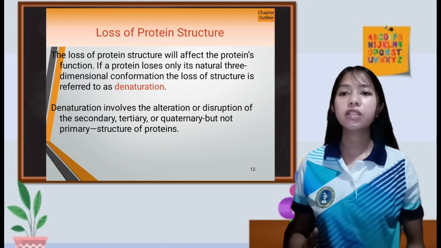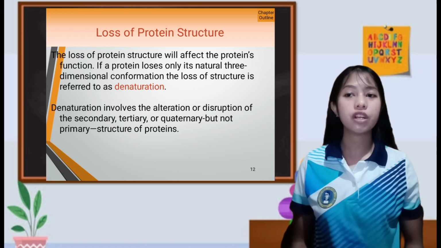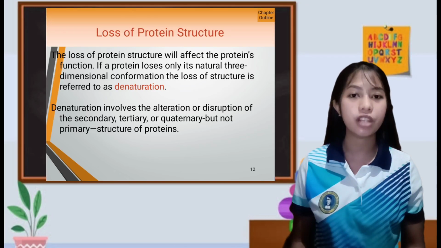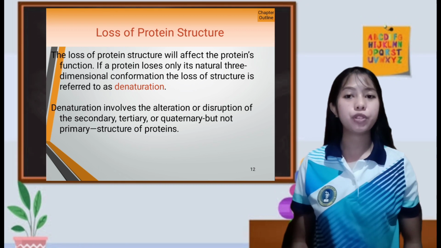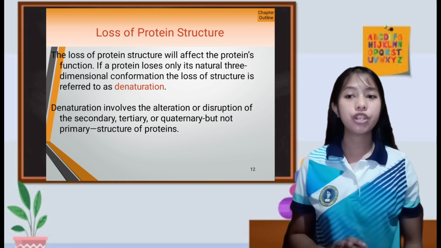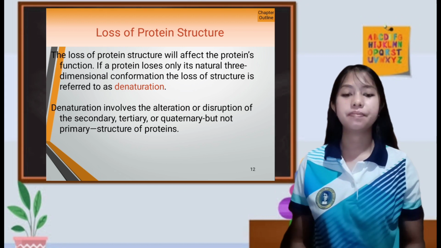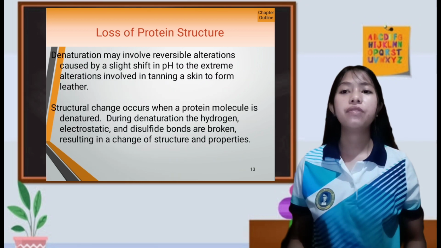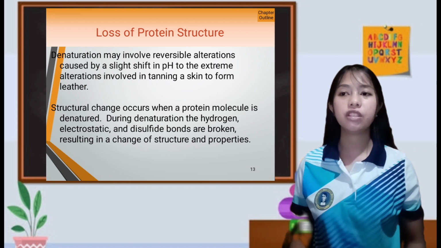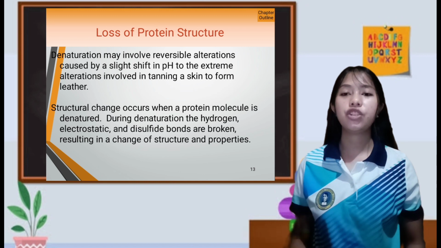If a protein loses only its natural three-dimensional conformation, the loss of structure is referred to as denaturation. Denaturation involves the alteration or disruption of the secondary, tertiary, and quaternary, but not the primary structure of the protein. Denaturation may involve irreversible alteration caused by a slight shift in pH, to the extreme alteration involved in tanning a skin to form leather.